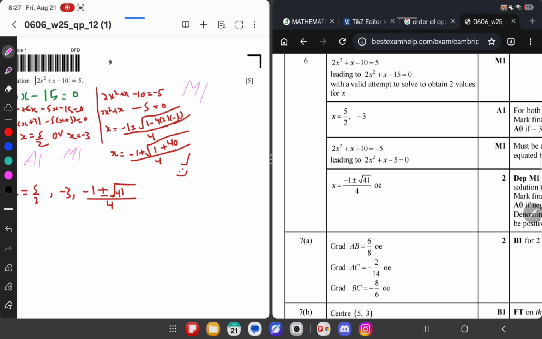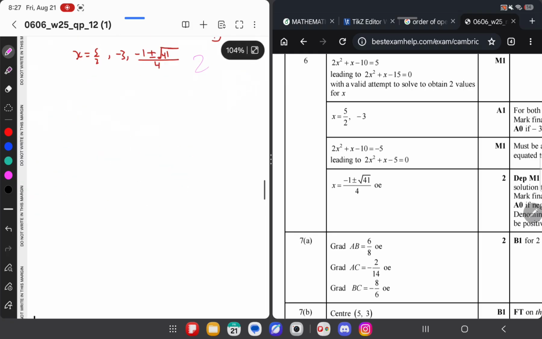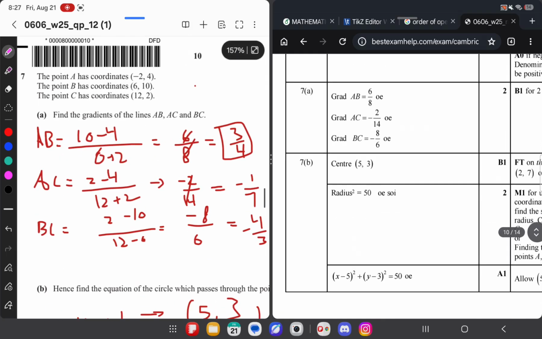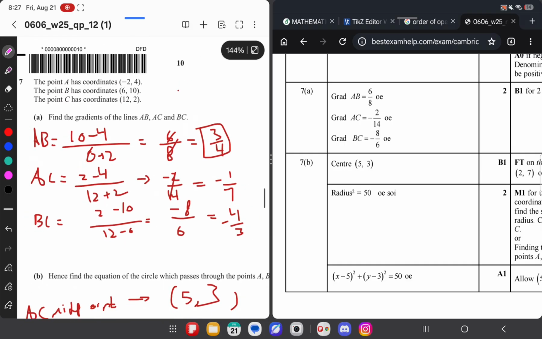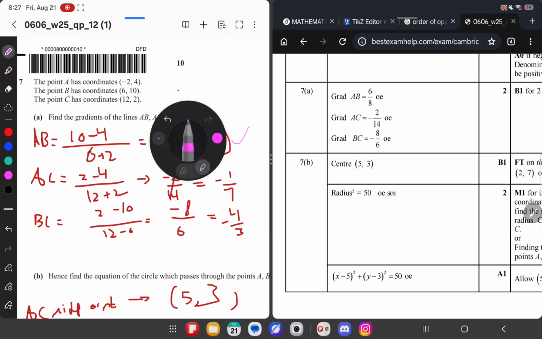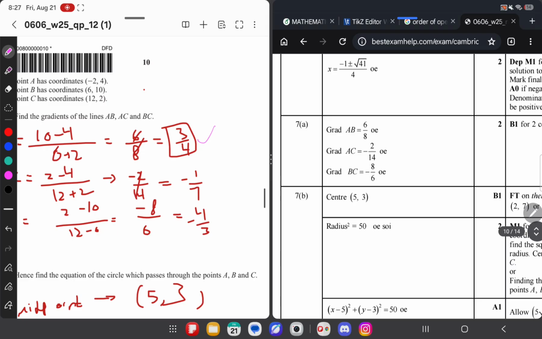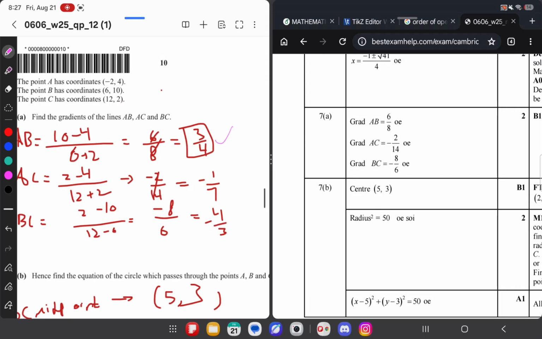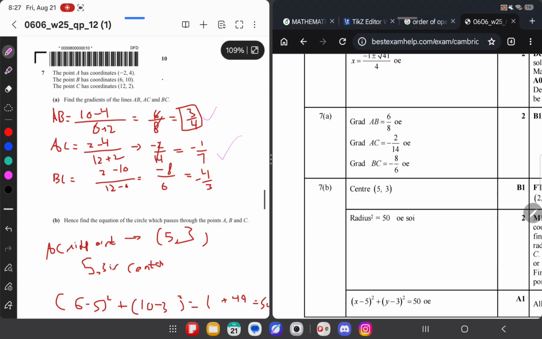Yeah. Then we have plus minus or equivalent 2. Yeah, 5. Nice. 6, 7. Gradient of AB equals 6 over 8 or implied, B1 for 2 correct and simplifying. Negative 2, 14 or equivalent. Negative 8, 16 or equivalent. Correct.